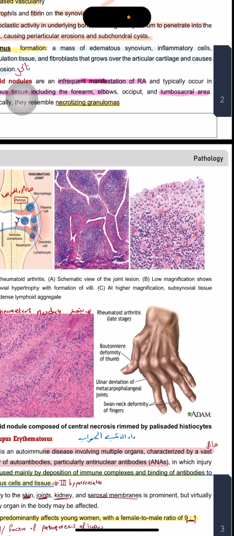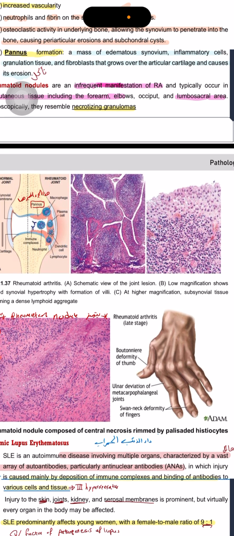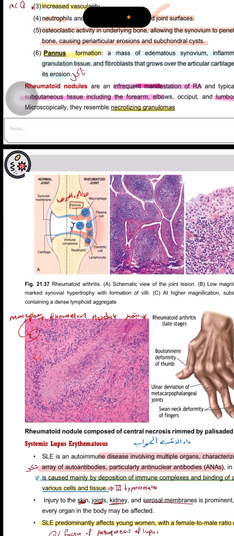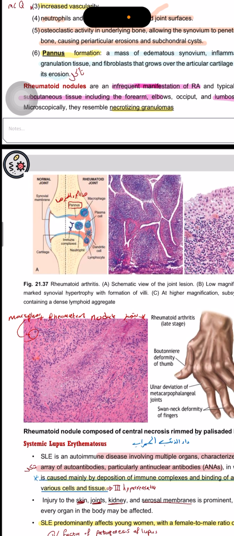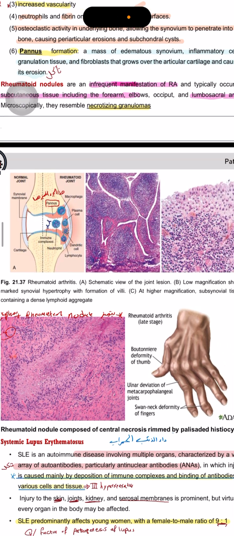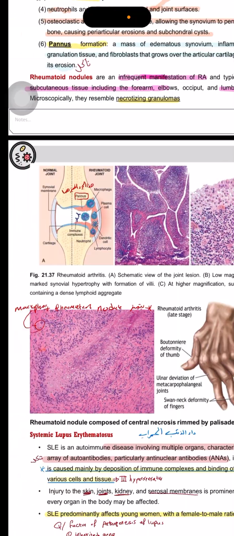Rheumatoid nodule, as you see here, there is deformity of the hand, and this is named swan neck deformity of the fingers, with ulnar deviation at the metacarpophalangeal joints. While in the thumb, it is named boutonniere deformity of the thumb. This occurs in late stage. As we see here, it is composed of central necrosis, rimmed by palisaded histiocytes.